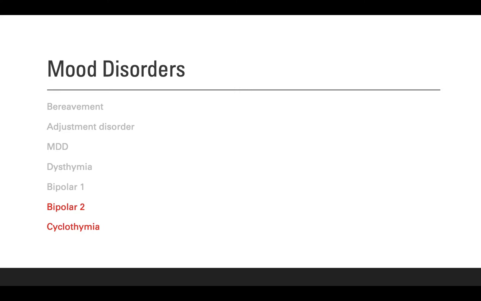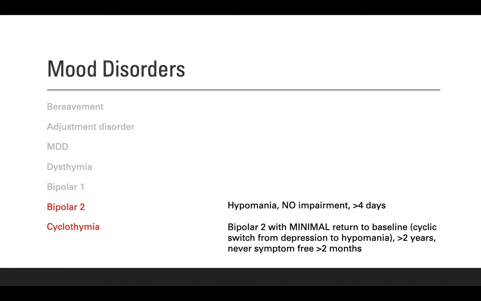Now, bipolar 2 versus cyclothymia. Bipolar 2, again, same thing we just talked about. Cyclothymia being the same disorder, except these people kind of shift from these mild depressive episodes to hypomania and then back. And just like dysthymia, it's greater than 2 years, and they're never symptom-free for more than 2 months. So they're kind of always riding that line where they always have something. Where someone with bipolar, they can be fine and then have a manic episode, and then they're fine, then a manic episode. These people, they're depressed, then they're hypomanic. They're depressed, then they're hypomanic.